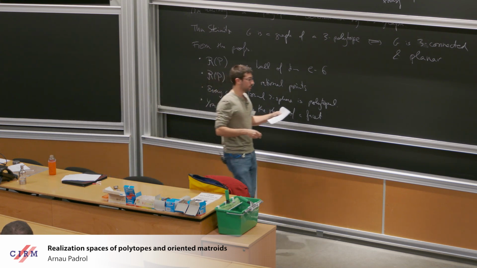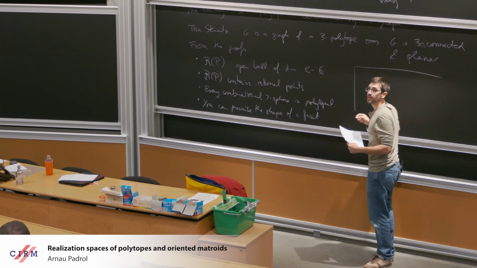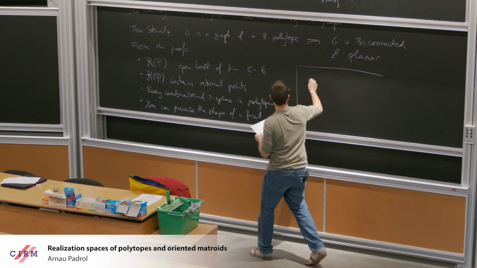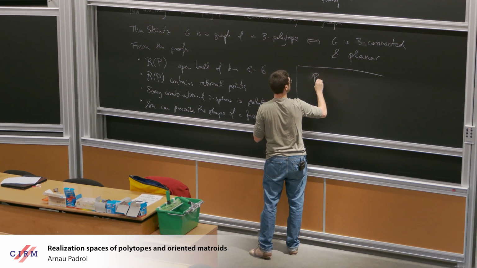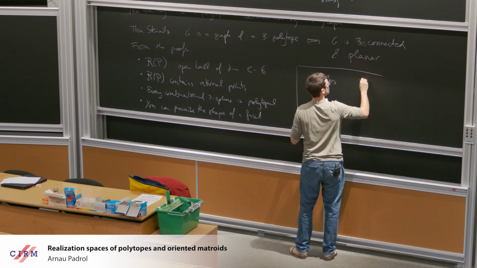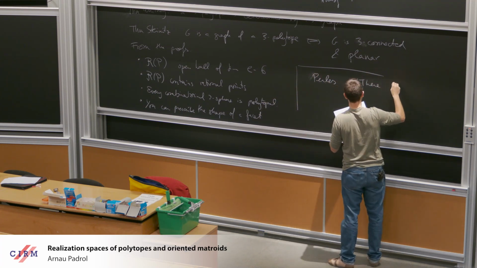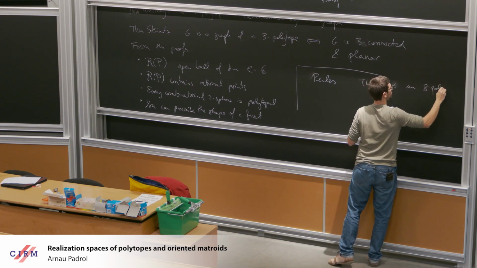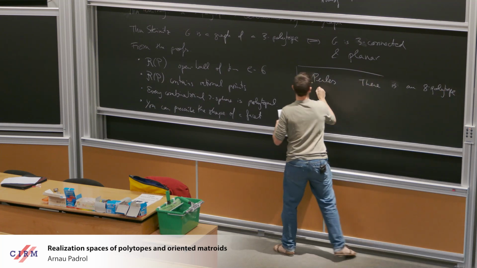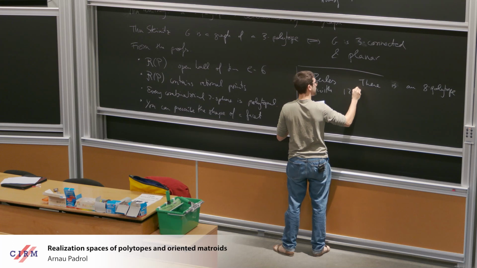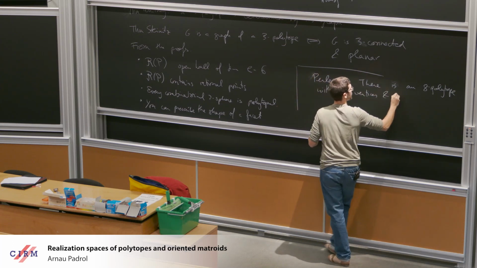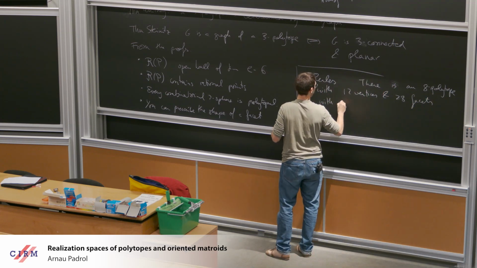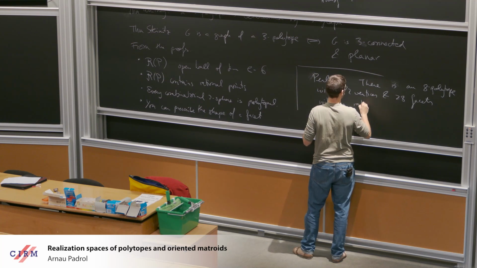So the first result I want to show you is that there are polytopes that you cannot realize with rational coordinates. This is a result of Perles. He proved first that there is an 8-polytope with 12 vertices and 28 facets with no rational realization.